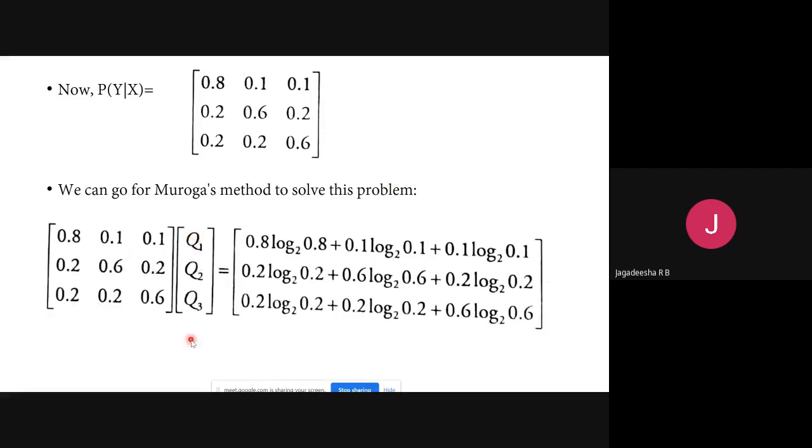And once we know the channel matrix, we'll solve it using the general method, that is this matrix multiplied by the q vector equals the information of every source, that is 0.8 log 0.8, the second term 0.1 log 0.1, because the probability here is 0.1. The third probability is again 0.1, so we have the third term 0.1 log 0.1. Similarly, the second row comes from the second row here, and the third row from the third row here. When we want to find q1, q2, q3, you know the method. You just need to find the inverse of this matrix and multiply with this matrix.